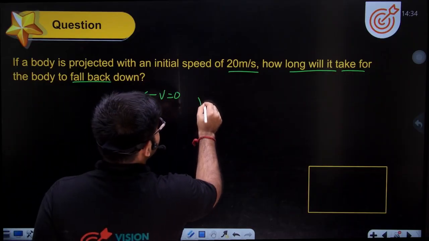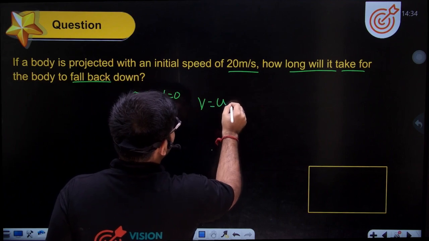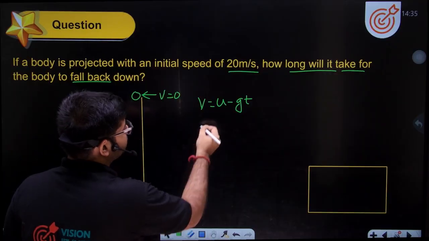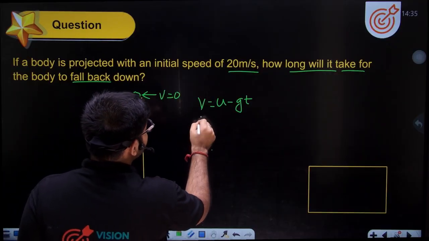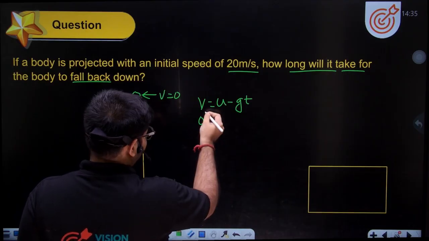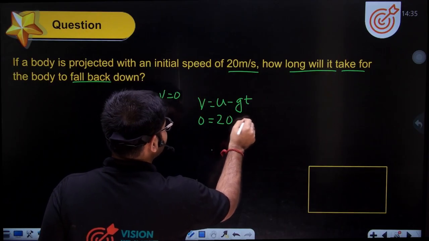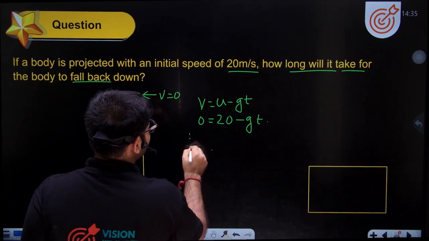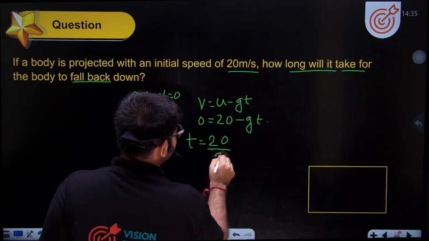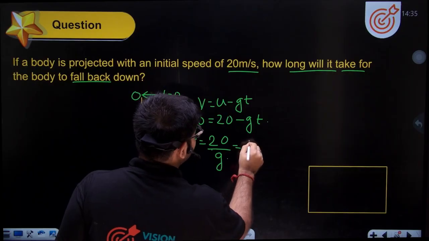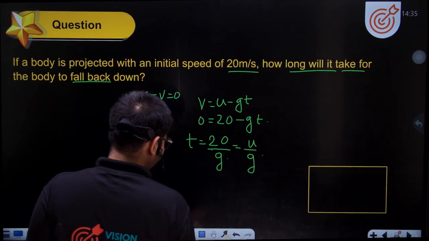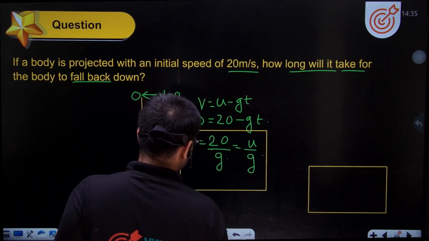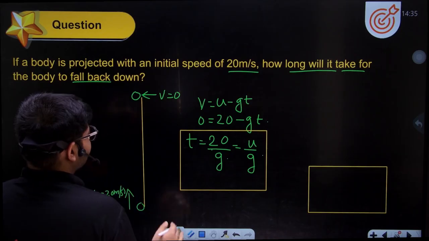So you just say v is equal to u minus gt. Why g minus here? Because g is in the negative direction. So from here, v is 0. So 0 is equal to 20 minus gt. So g into t, so your t is going to be 20 by g. That is nothing but u by g. So we come to a very important conclusion here, that the time of flight is going, see now one thing, this is what we have got.